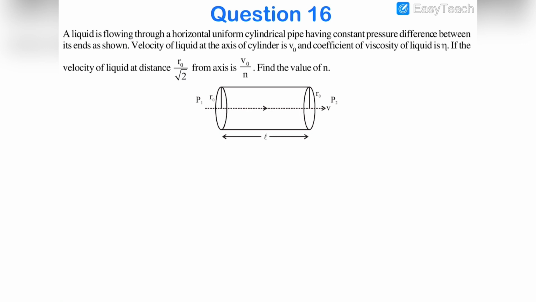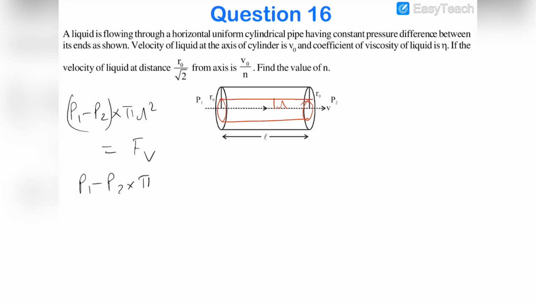So we know that in the case of a steady flow, let us first of all assume a small element. We can assume there is a cylinder of radius small r, and as the flow is steady, we can say that the net force on this cylinder would be 0. So the net force due to pressure is P1 minus P2 into pi r square, and this will be equal to the viscous force which is acting on this cylinder in the backward direction. So P1 minus P2 into pi r square is equal to viscous force, which will be eta into 2 pi r into L into dV by dr.